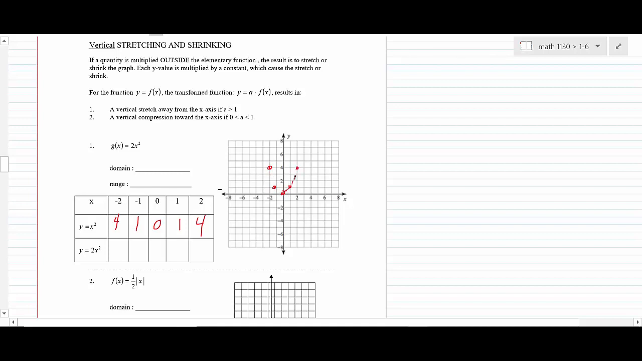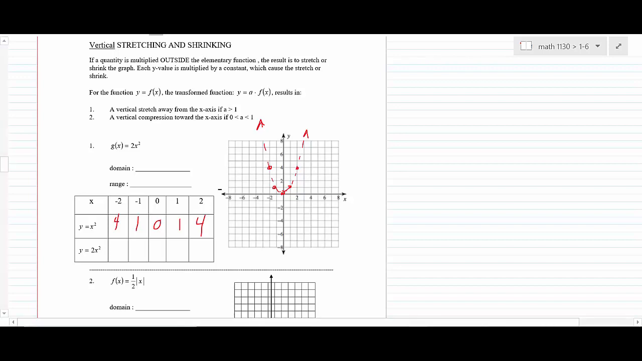And then that will give what we call the elementary function like that, okay? Now, here's kind of the key thing that I really try to get students to understand. What I'm doing is I'm putting a 2 there. That 2 is outside of the squaring. And if it's outside of the operation of squaring, it's the y value that gets changed. Okay, that's what you want to get solid with.